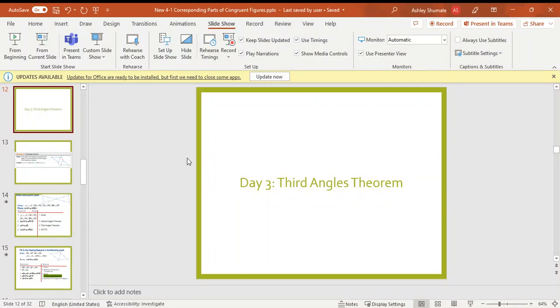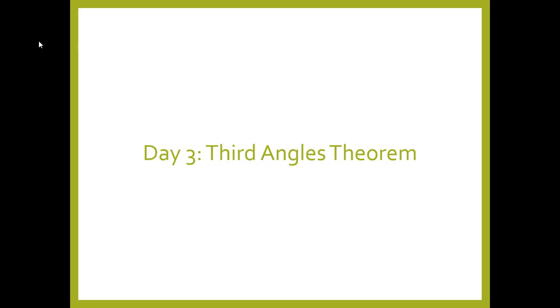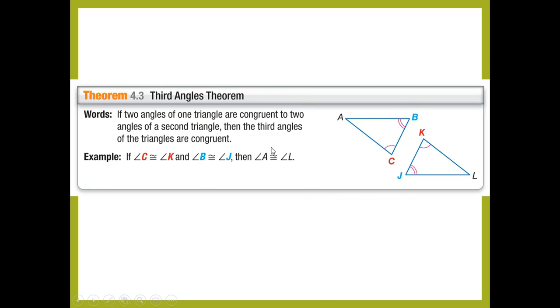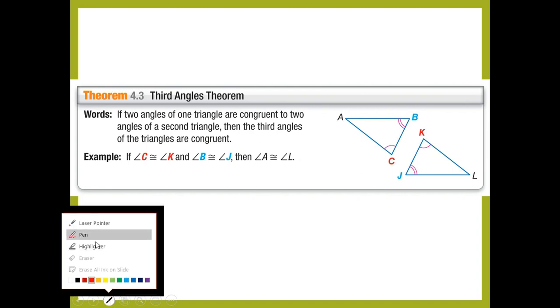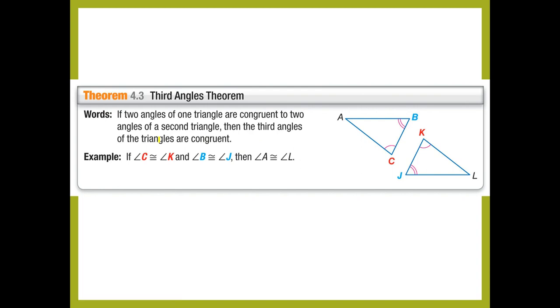So today we're talking about the third angles theorem. The third angles theorem tells us that if two angles of one triangle are congruent to two angles of a second triangle, then the third angles of the triangles are also congruent.